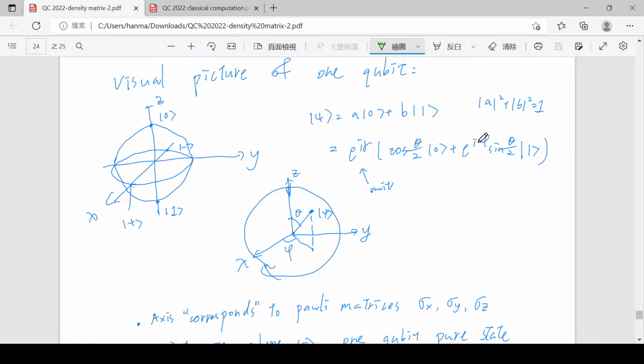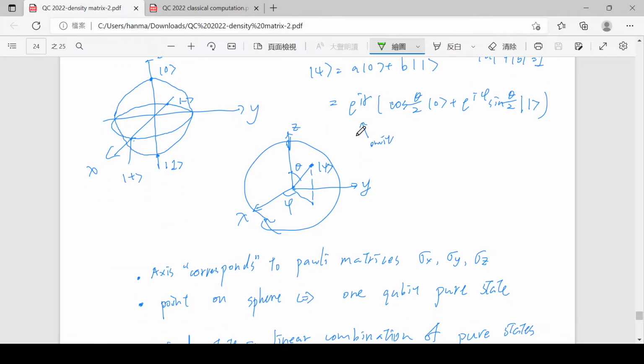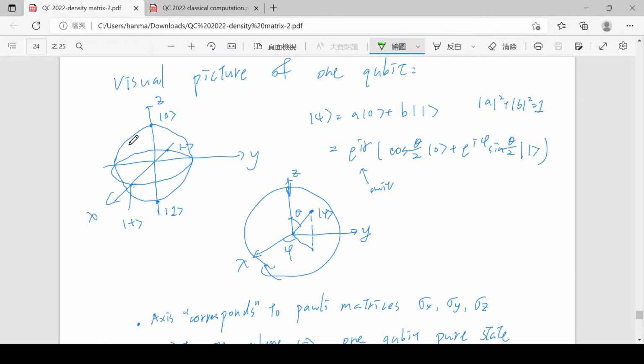So 1, 2, 3, and then remember we said that the global phase of a quantum state doesn't really matter. So we omit this e to the i gamma thing. Then we are left with two parameters, this theta and phi.